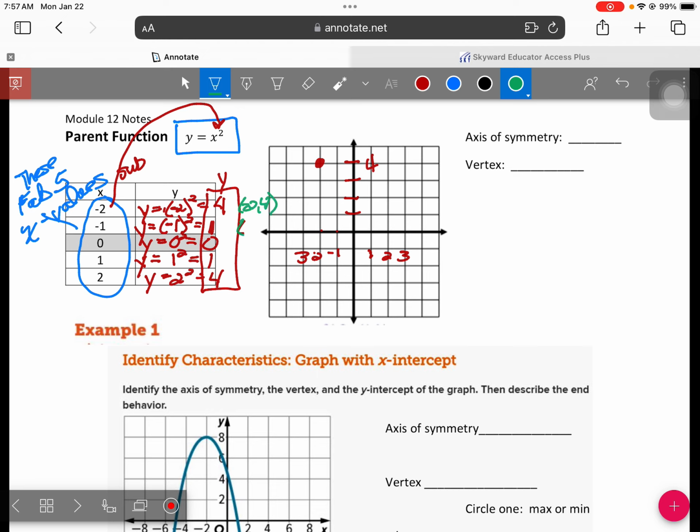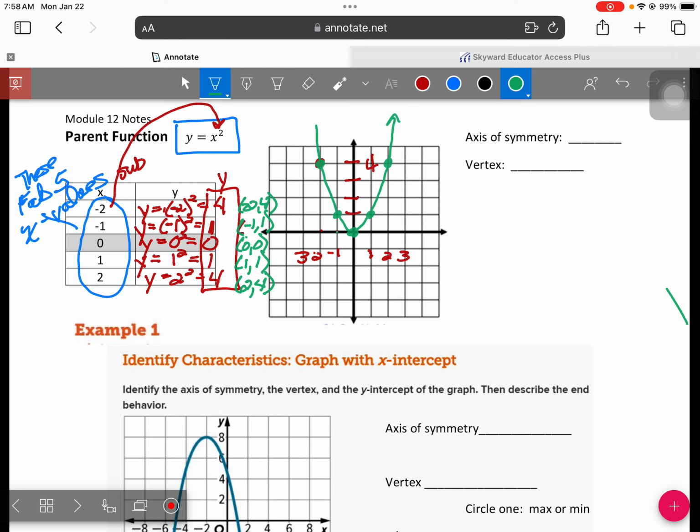This is going to be -1, 1. So 1 here and then up 1. Okay, then I have 0, 0, my origin. Then I have 1, 1. And I have 2 as my x coordinate and 4. And then you connect all of those in a U shape.